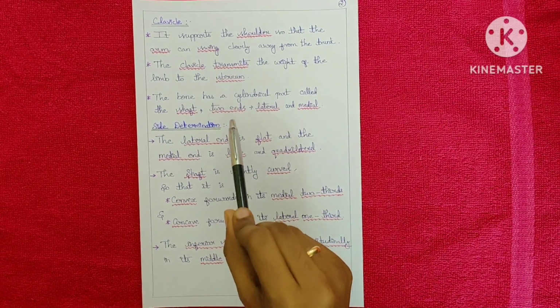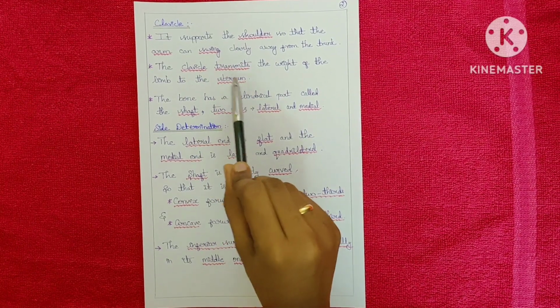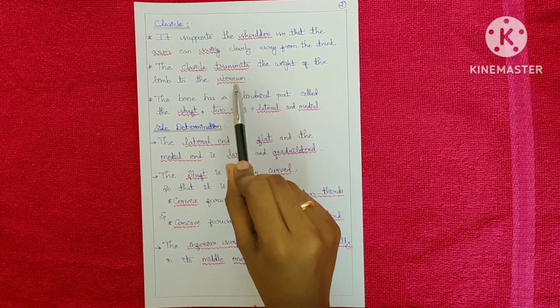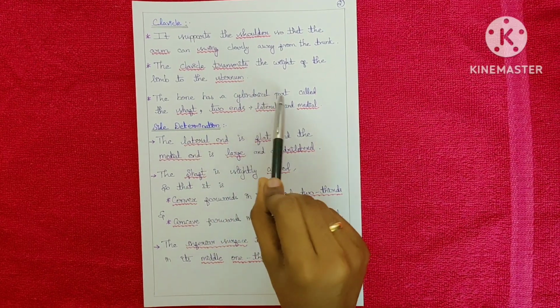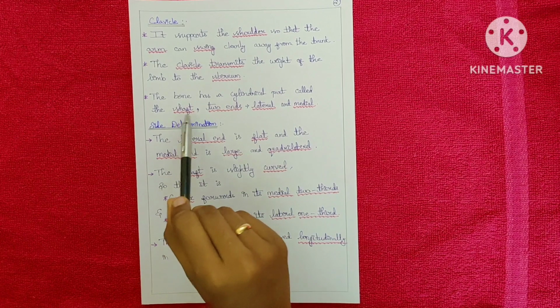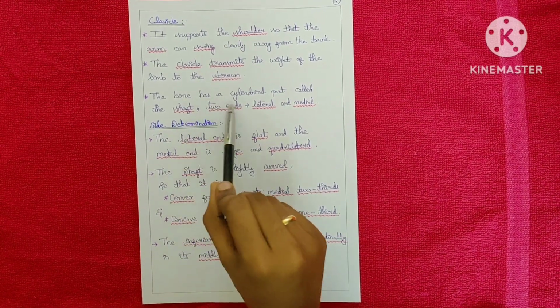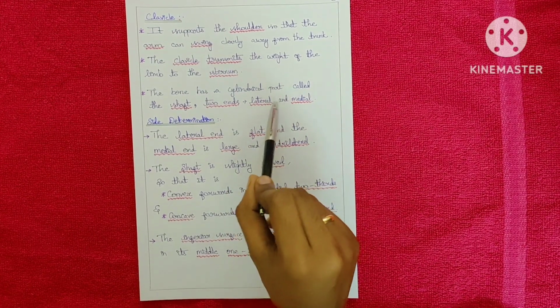In the clavicle, it transmits the weight of the upper limb to the sternum. So, அது வந்து sternத்துக்கு அந்த weight distribute பண்ணுது. The bone has a cylindrical part called the shaft. Shaft na என்னது middle part. So, அந்த middle part shaft வந்து cylindrical னு சொல்றாங்க. It has two ends, that is the medial and the lateral ends.